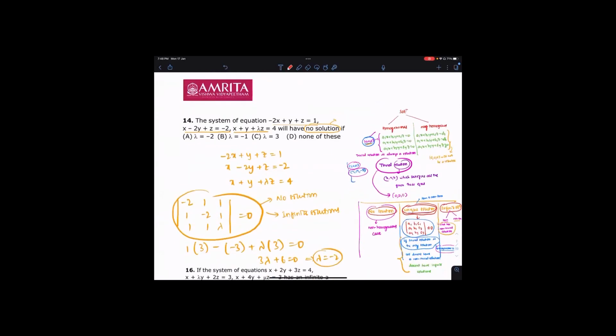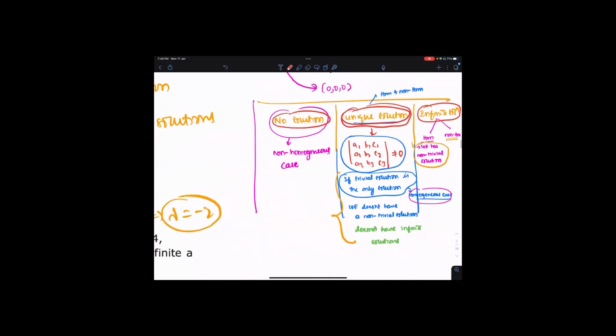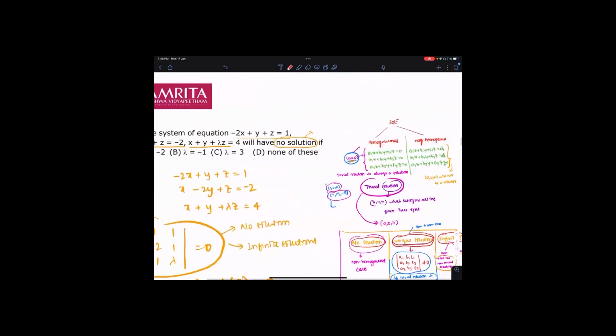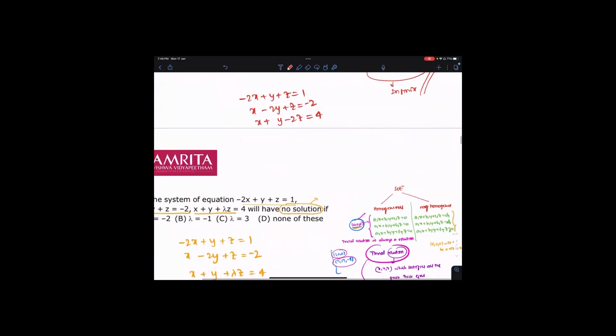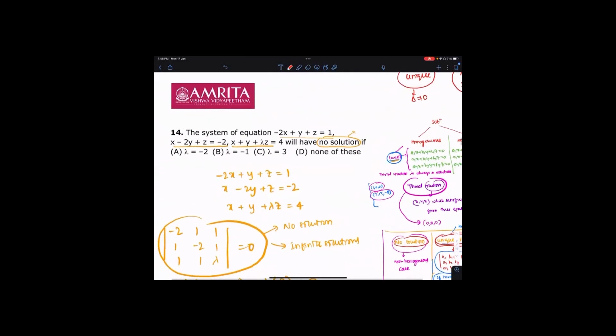Till now what we have seen, there are only two cases broadly: either unique, or no solution and infinite solution. I'm categorizing it like this. In unique, delta is not zero. In these two, delta will be zero. That's all. Now, delta zero I have done. I got lambda minus 2. Just write the three equations.